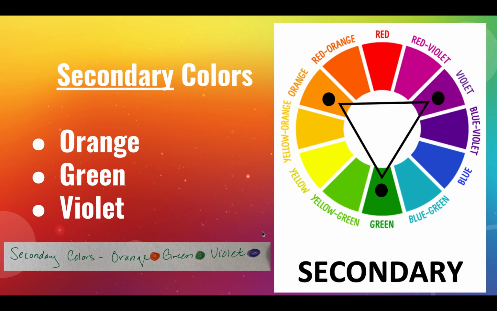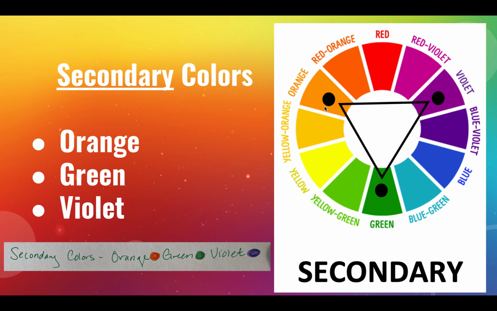So then next in your notes for secondary colors, write down what those colors are: orange, green, and violet. Violet and purple are kind of the same idea, but generally when we're talking about color theory, we use the word violet instead of purple. So using your colored pencils, also add those colors.